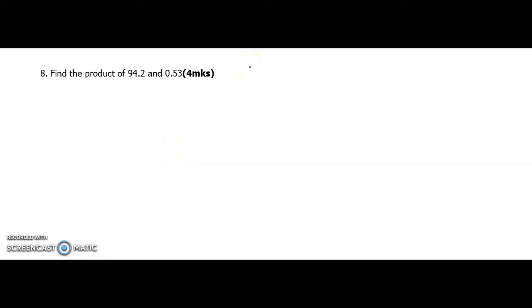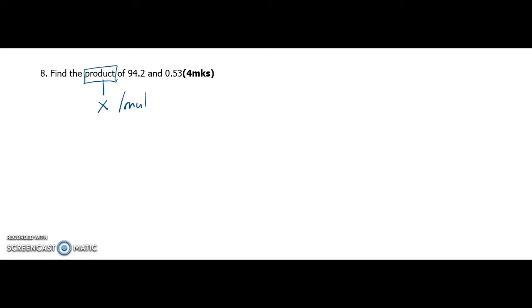So, hooray! We're at the last question. The last question for today says, find the product of 94.2 and 0.53. When we look at it, the word product, what does the word product mean? I am going to give you a minute to respond in the comment area by telling us what the word product means. Come on, quickly, I'm giving you a minute. Alright, yes, the word product means multiply.